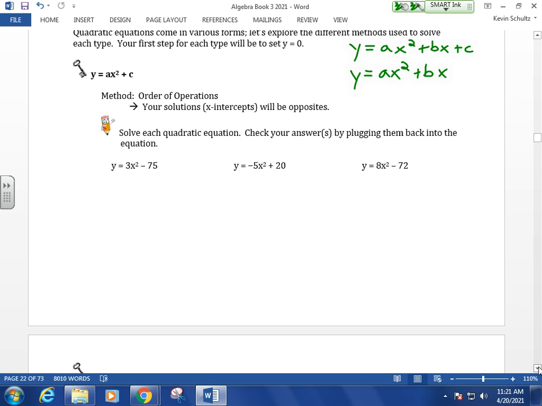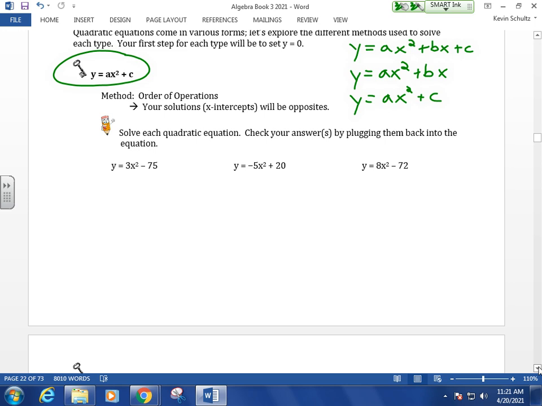What's the third form a parabola could take? Bridget? Ax squared plus c. It's got an x squared term and it's got a c term. And that's actually what we're going to start with here.